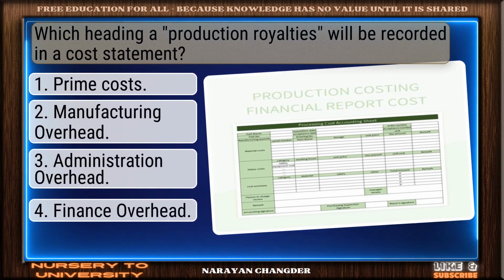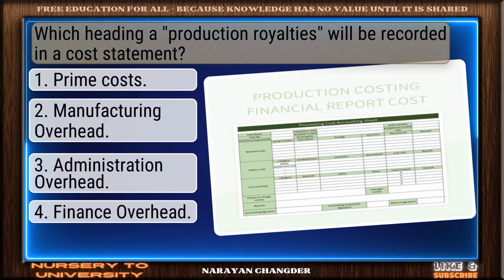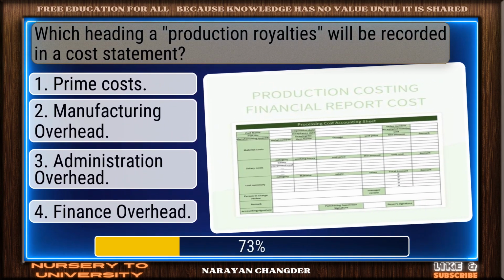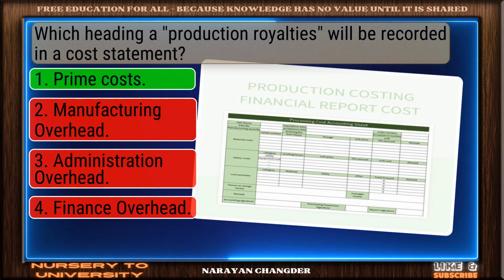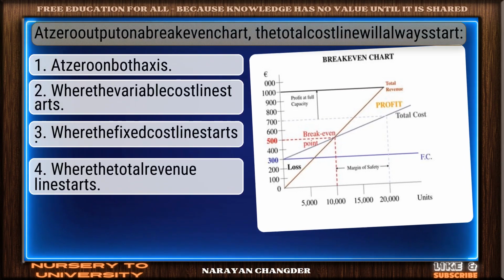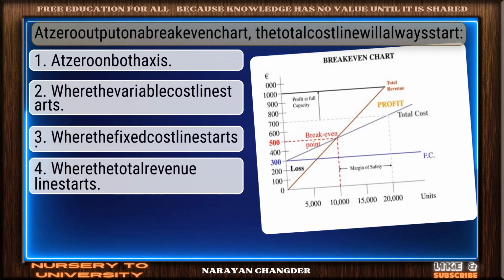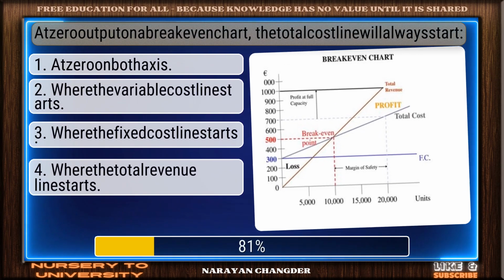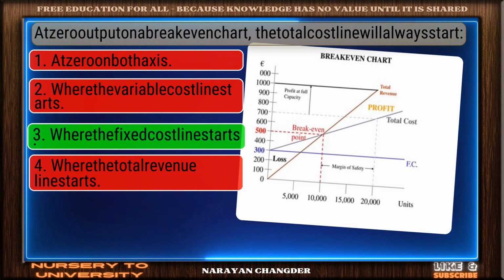Which heading? Production royalties will be recorded in a cost statement. Correct. Prime costs is spot on. At zero output on a break-even chart, the total cost line will always start. Strong choice. Where the fixed cost line starts is right.